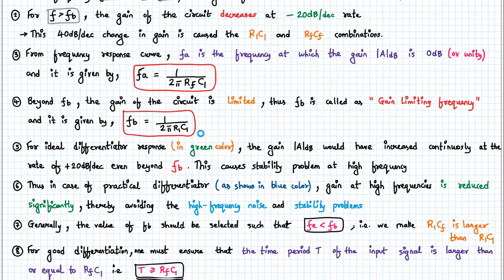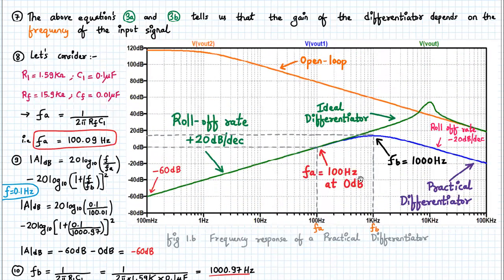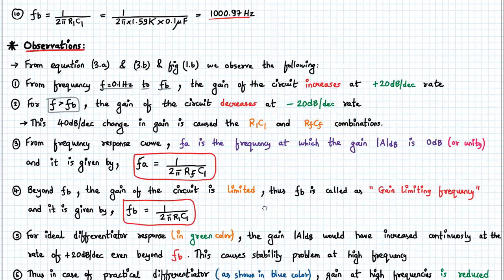Now, some observations. Point number 5 says that for an ideal differentiator, the response in green color would have increased continuously at a rate of plus 20 dB per decade, even beyond the FB value, which causes instability at higher frequency. So here you can see clearly that the ideal differentiator, beyond the FB point also, keeps on rising, and ultimately it leads to instability. That is the point which was discussed in point number 5.